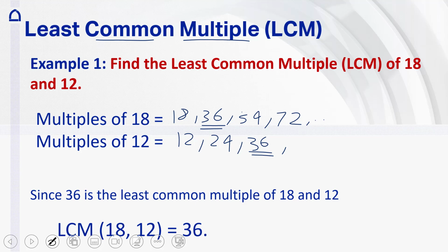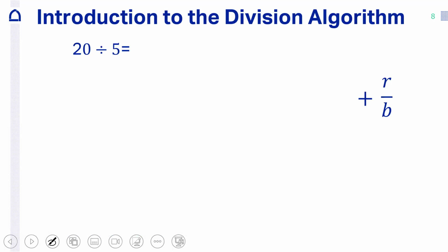Do you have another one? Yes, you have another common multiple, but it will never be the least one. Okay? You have common multiples, yes, but they will never be the least one. This is how to get the least common multiple.